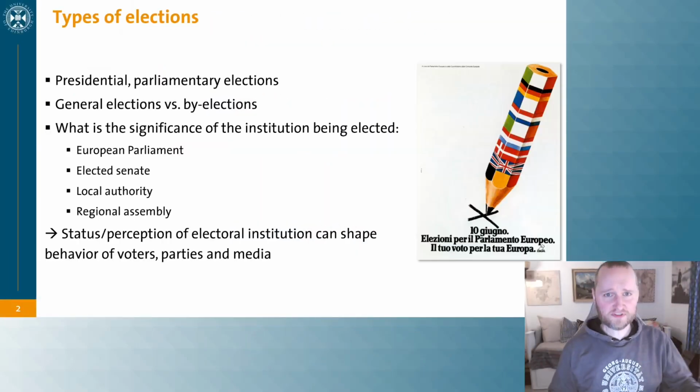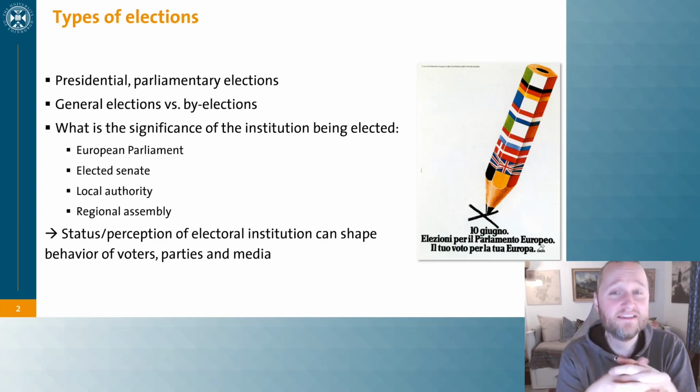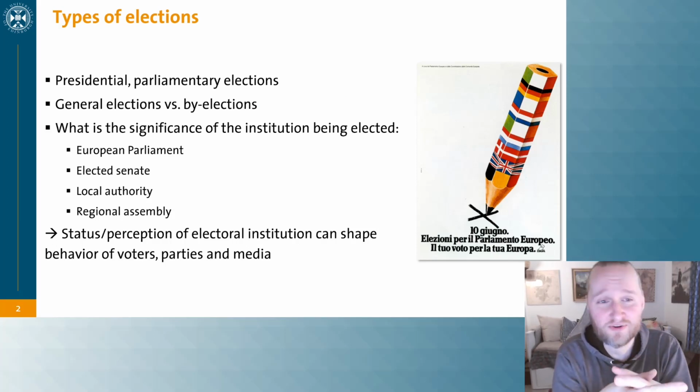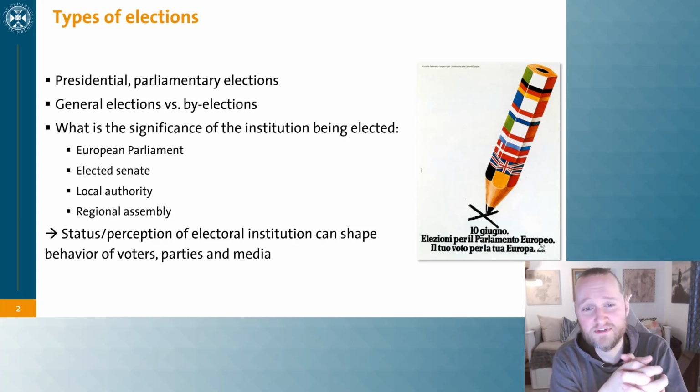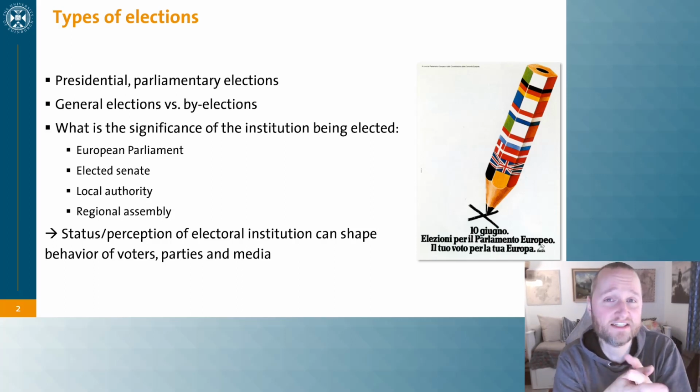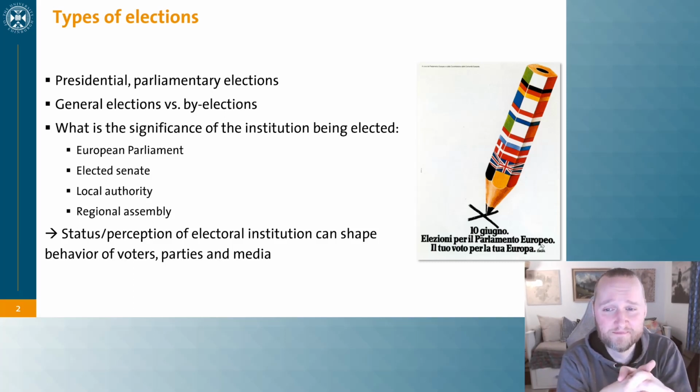Now, the first thing that we need to get out of the way is that there are different types of elections. That's not a great surprise. We could have presidential elections or parliamentary ones. We could have general elections versus by-elections. Imagine, for example, a parliament having to fill a seat of someone that has died. That would be a by-election.